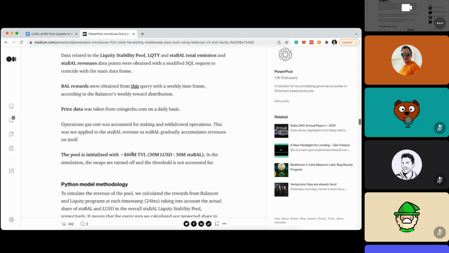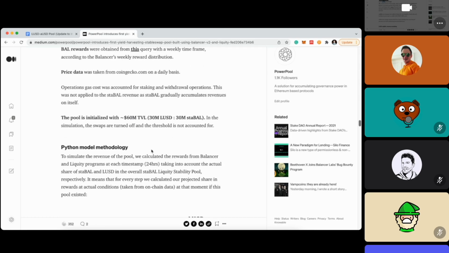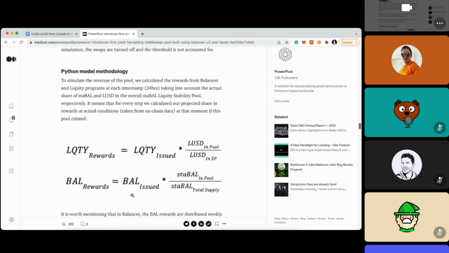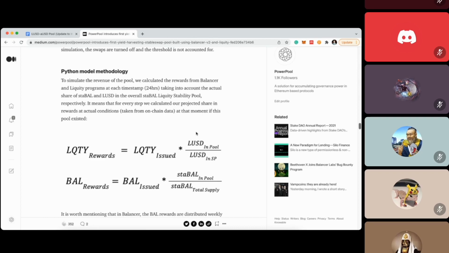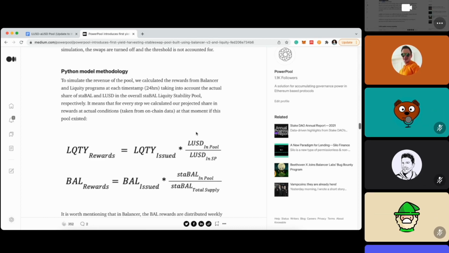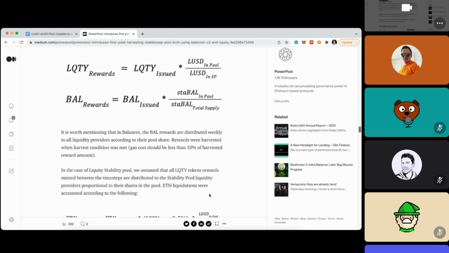We initialized the pool with 60 million of TVL, so 30 million of LUSD, 30 million of StabAL, and started to calculate all yields there. Basically, we staked it using a stability deposit, and before that we also accounted the BAL reward. So if we had been in this stability pool and the Balancer liquidity mining program, taking into account all other stakers who were in this pool at that time, it means that we added our TVL of this pool in LUSD and in StabAL in real liquidity mining programs and took into account all on-chain data associated with it.